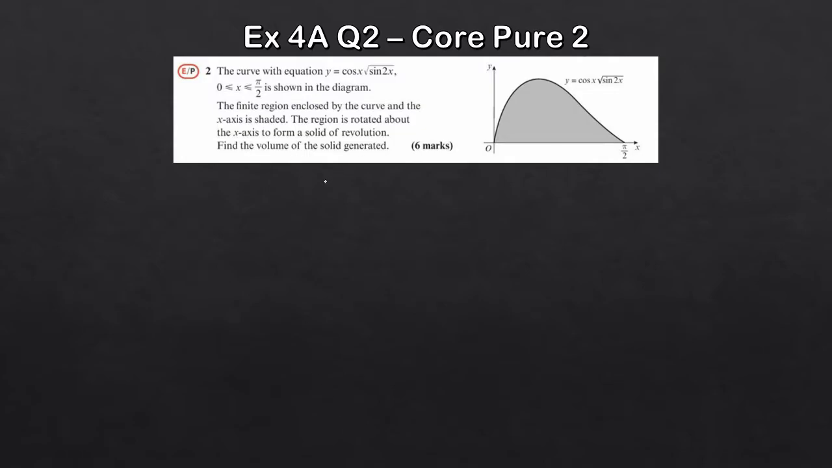So y is equal to cos x root sine 2x. Well, if we want to find the volume of the solid, if it's rotated about the x-axis, what we require then is that V is equal to pi times the integral from a to b. So that would be our limits here. So in other words, 0 to pi over 2. So it's about the x-axis, it'd be y squared here. Okay. And obviously the variable that you're integrating with respect to is x, dx.